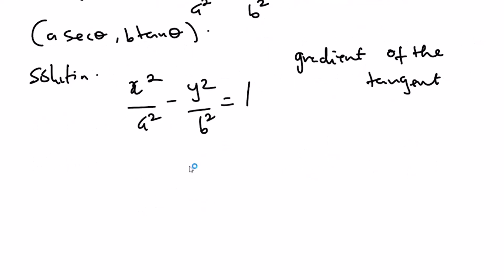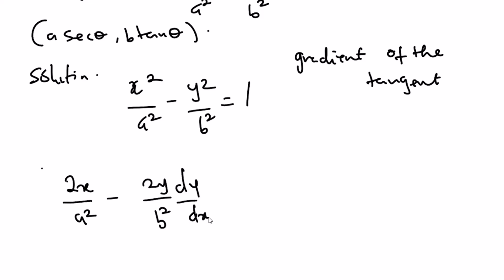Okay, so in this case, we have the equation here. We can go by implicit differentiation. So we differentiate this. When we differentiate this, this is a constant. Alright, so we have 2x divided by a squared minus 2y divided by b squared dy/dx. Whenever you see a y, you add the dy/dx. Then when you differentiate the constant, you're going to get what? 0.